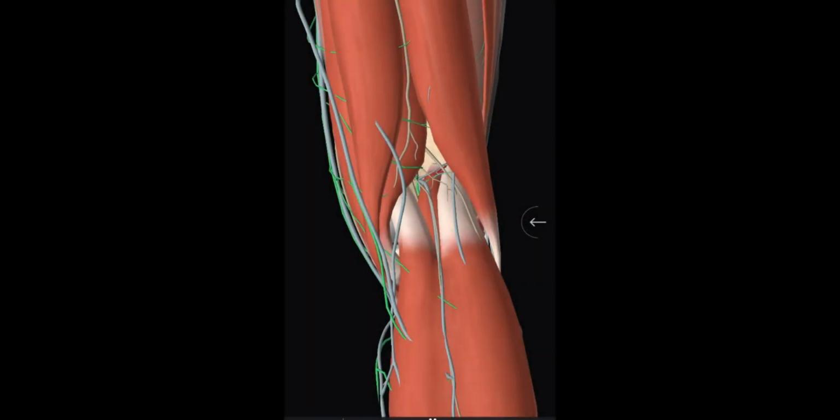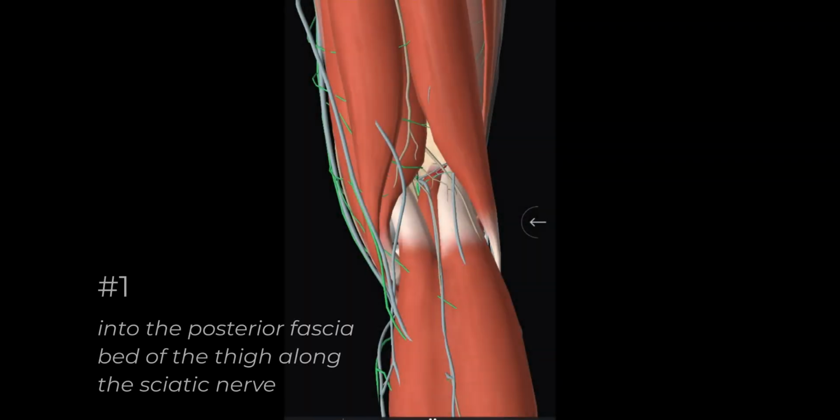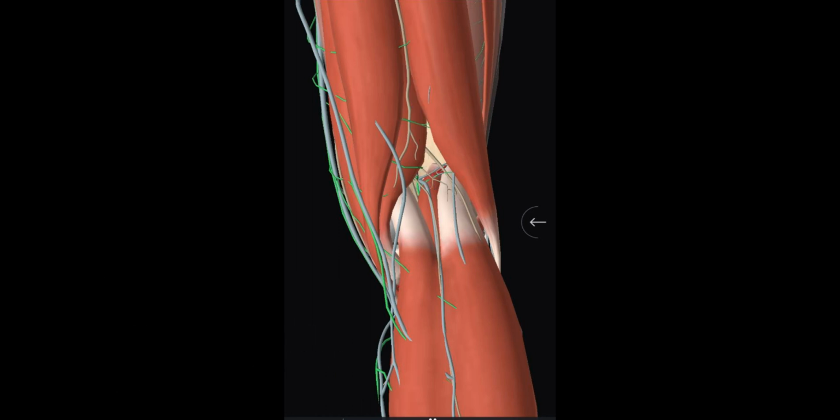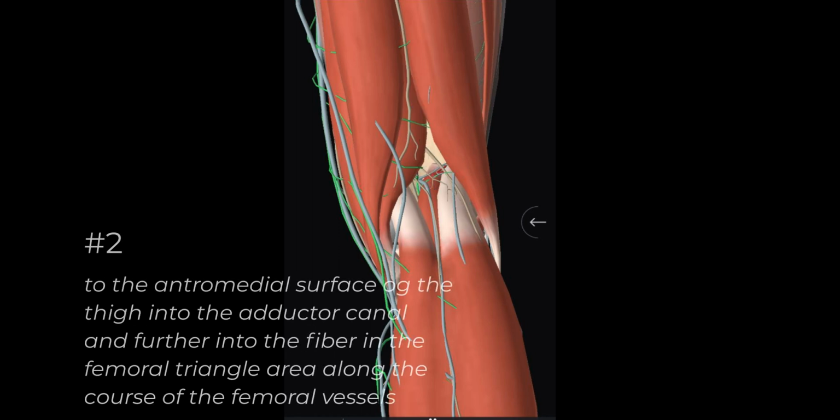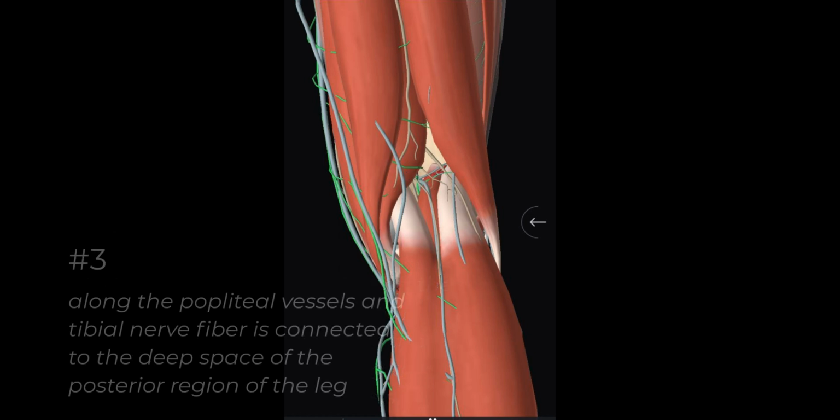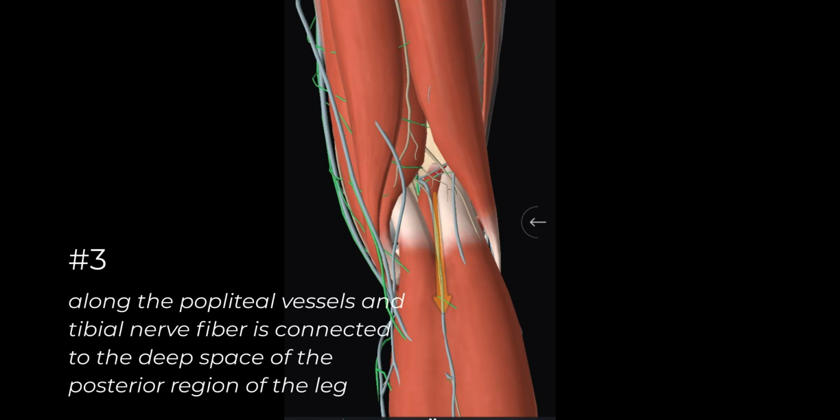Ways of spreading pus. Number 1. The cellular space of the popliteal fossa along the sciatic nerve communicates with the posterior bed of the thigh. Number 2. Along the course of the femoral vessels, the fiber is connected through the adductor canal with the anterior region of the thigh up to the fiber of the femoral triangle. Number 3. Along the popliteal vessels and tibial nerve, the fiber is connected to the deep space of the posterior region of the leg.